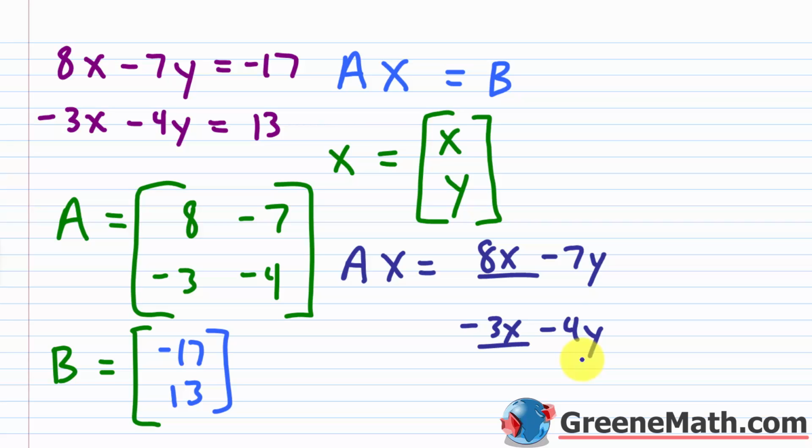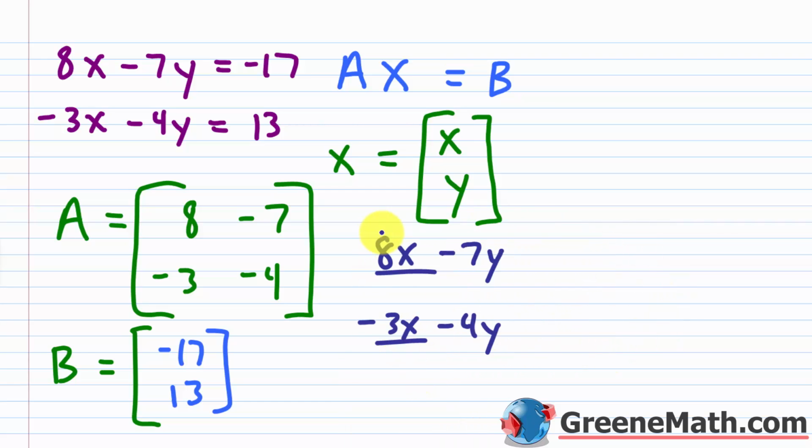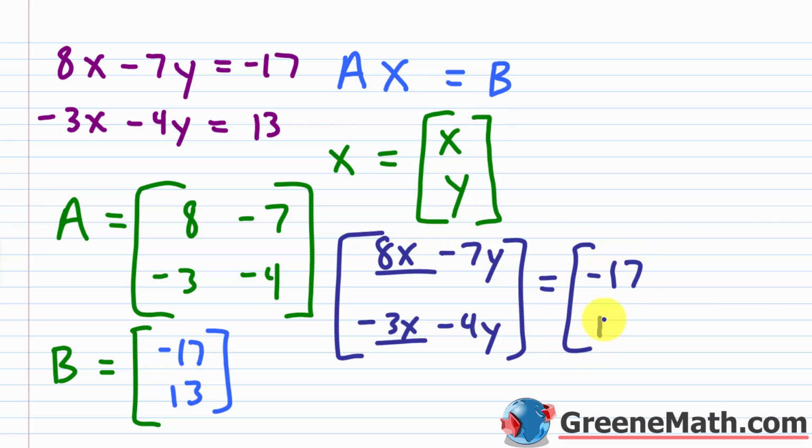Now, again, this exactly matches what we have on the left side here. So let me slide this down now. And let me put some brackets around this. And if we say this is equal to B, B is down here. This is negative 17 and this is 13. This is exactly what we see with our system.